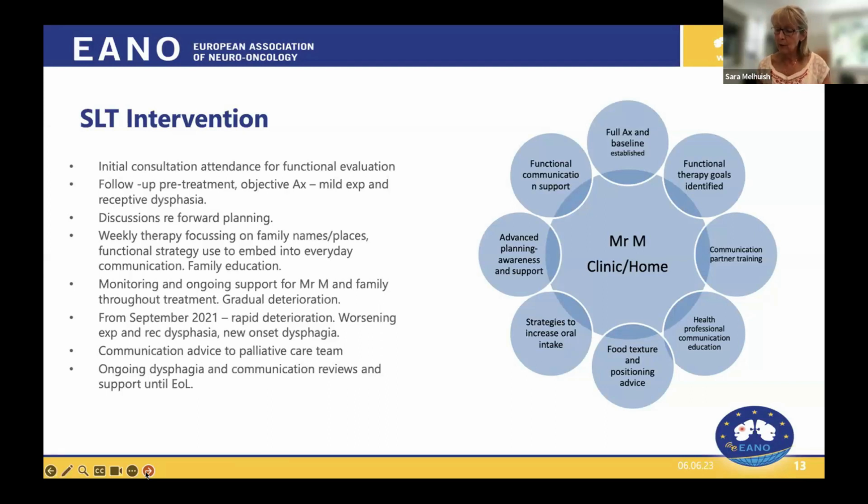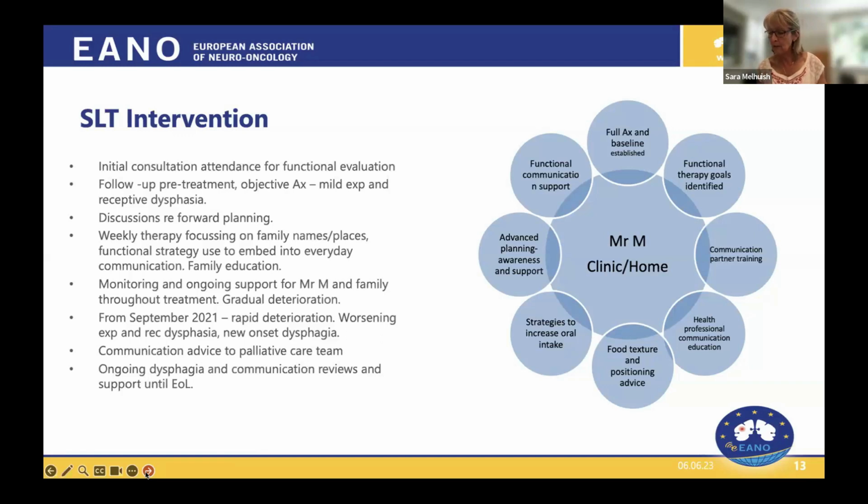Regular reviews and support of practice and strategies throughout treatment and monitoring phase took place. But with deterioration, the patient was unable to access communication charts with poor object and picture recognition. So the focus was on advice to family.